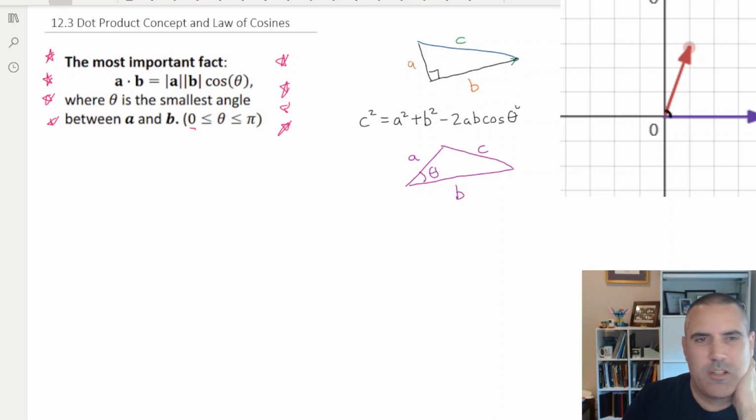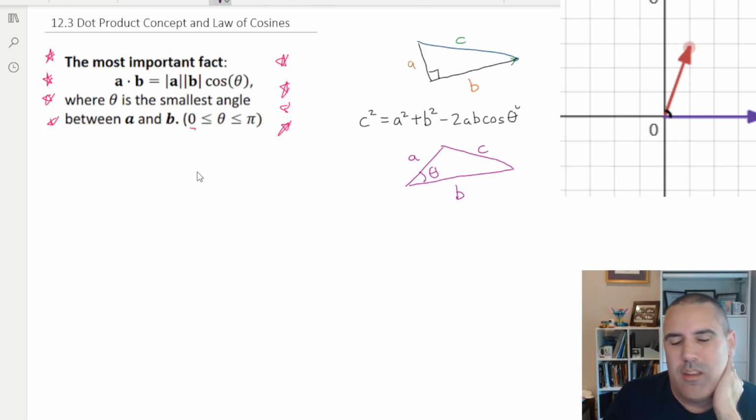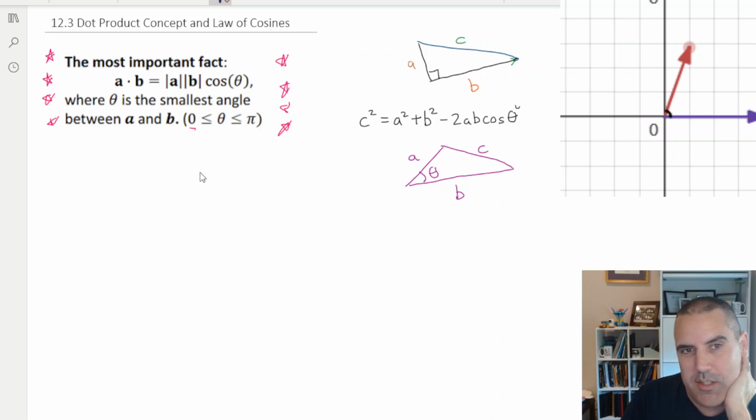Hello, math fans. I'm going to talk a little bit about the concept of a dot product and how there are so many ways to think about what it is. The key thing is it's easy to compute and it gives us indirect information about the angle formed between two vectors. Ultimately, I think about it as part of the law of cosines, and I want to explain why that is.